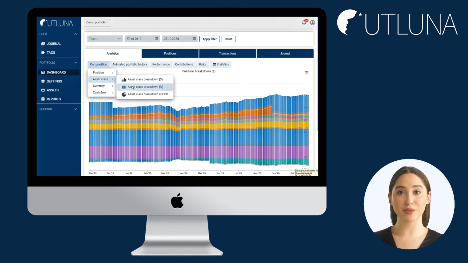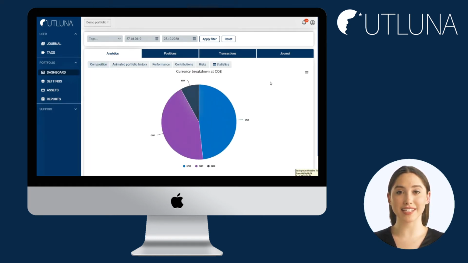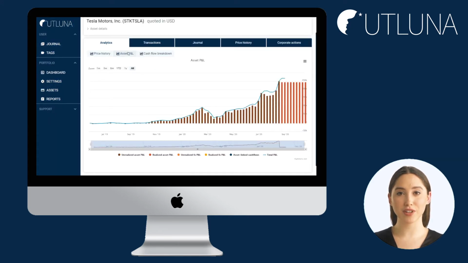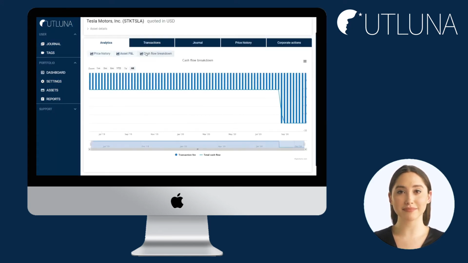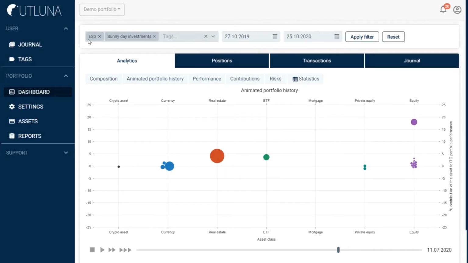Get as granular as you wish. Analytics at the portfolio, asset class, currency, strategy, or position level are all available within one click. Customizable tags allow you to slice and dice your portfolio along any dimension you deem relevant. Here are a few examples: industry sectors, your investment themes, or even say the weather on the day of your investment decision.